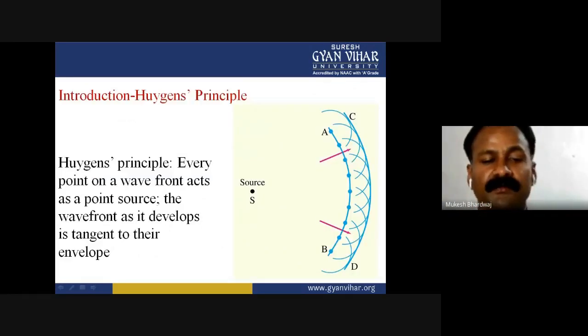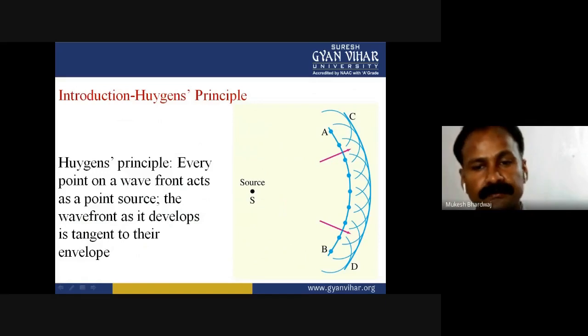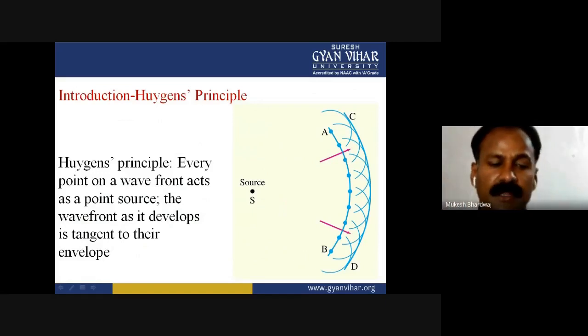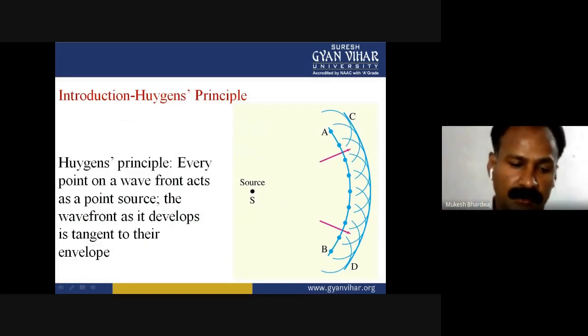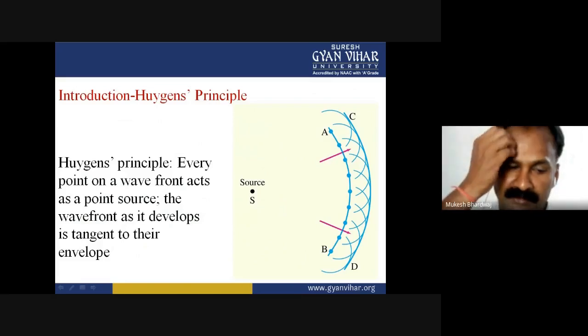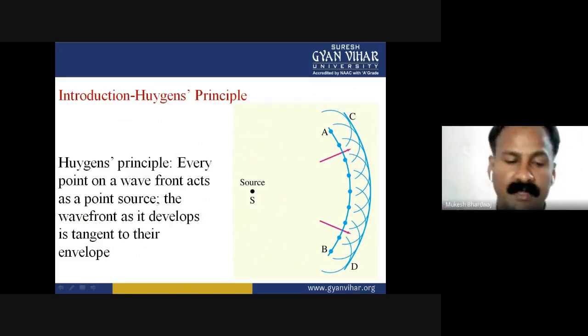The formation of bright and dark fringes is obtained by Young's double slit experiment, which I had already shown in the previous slides. So the formation of interference fringes is explained on the basis of the wave theory of light. According to it, the light propagates in the form of wave fronts. If you remember, I had already discussed this.